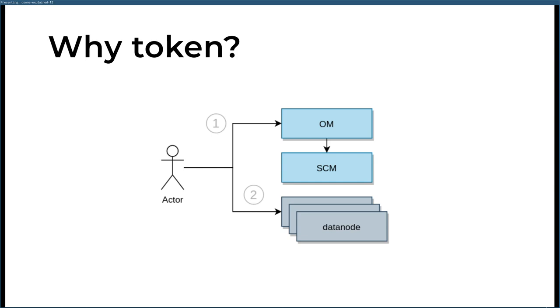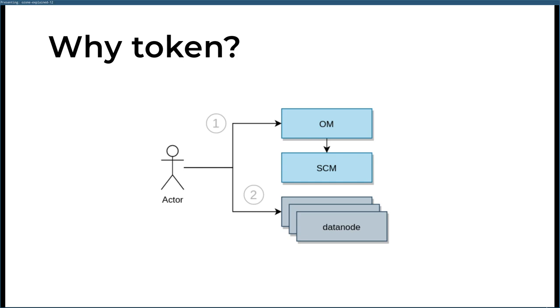But after that, I will have information to read the raw data from some of the data nodes. How can the data node decide if I can read the block or not? There is nothing more information, just a very low-level block. So to solve this, the Ozone Manager or Storage Container Manager can issue tokens. And if somebody would like to read the real data, the data node should check the token.